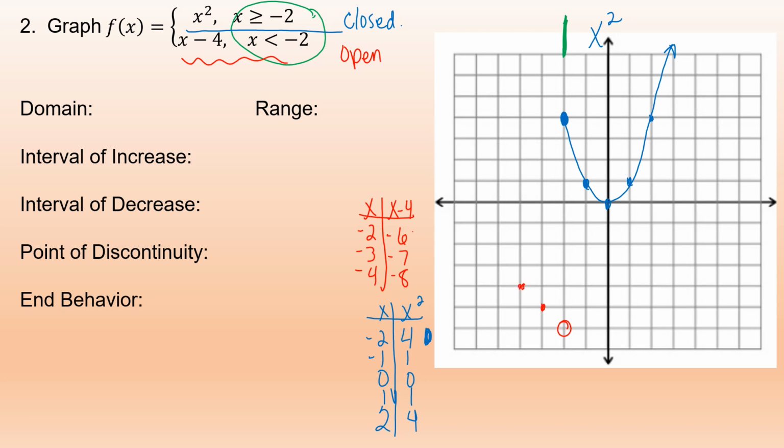Oops, I went the wrong way. Excuse me, gang. Oops, let's erase those. There we go.